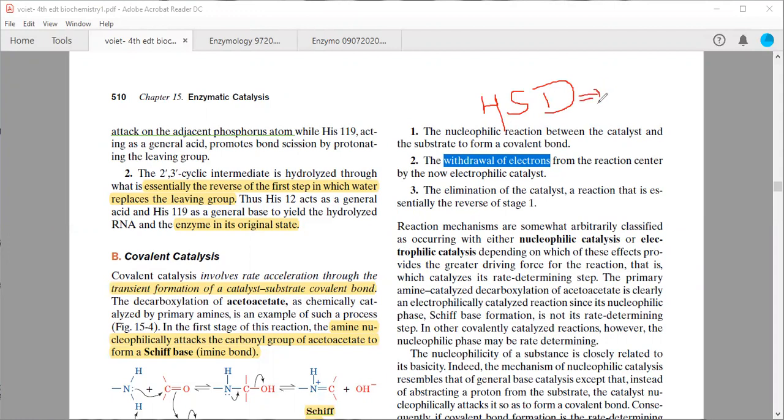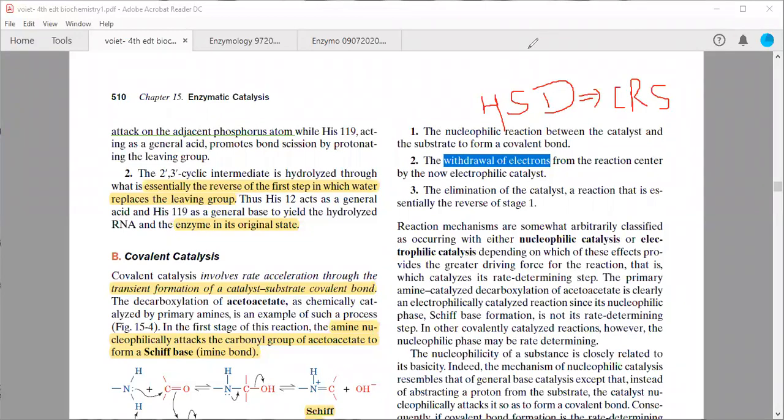So these 3 will be hydrogen bonded to each other so that they can form a charge relay system, CRS. So this will be formed out of this catalytic triad. Finally, there is elimination of the catalyst, the enzyme will be removed or eliminated. Generally, the first step means the bond is broken between the catalyst and the substrate.